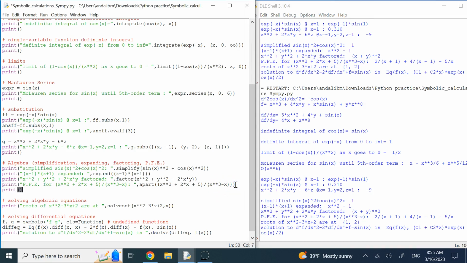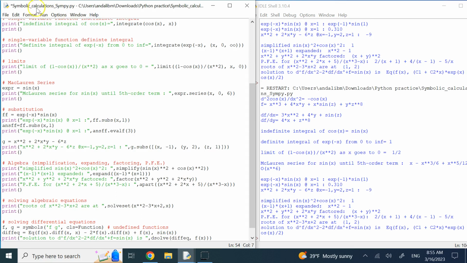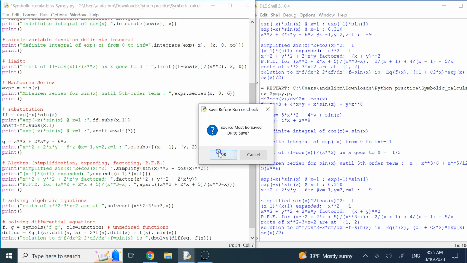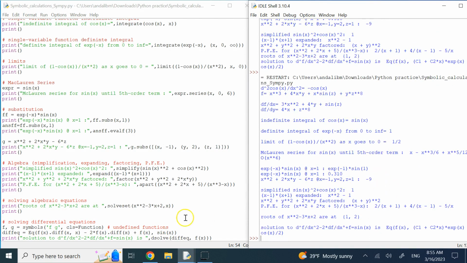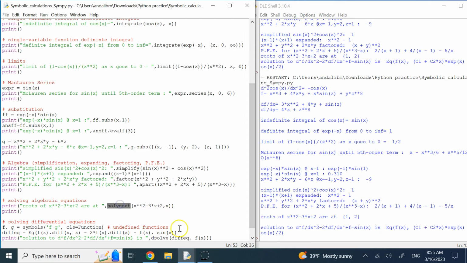And then we can solve algebraic equations, and we can solve what? Differential equations. As long as there is a solution for them, this method called solveset is going to solve algebraic equations for me. So here I'm saying x squared minus 3x plus 2 equals, and then solve it for x. Now, of course, when I don't put the right hand side, that means it's equal to 0.